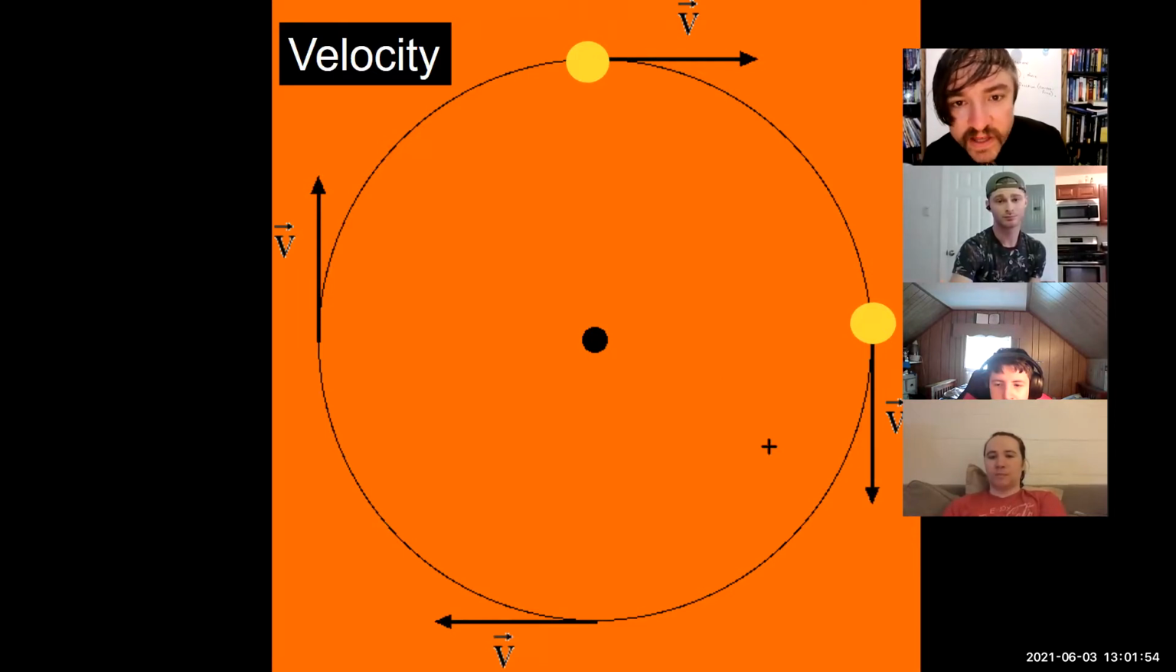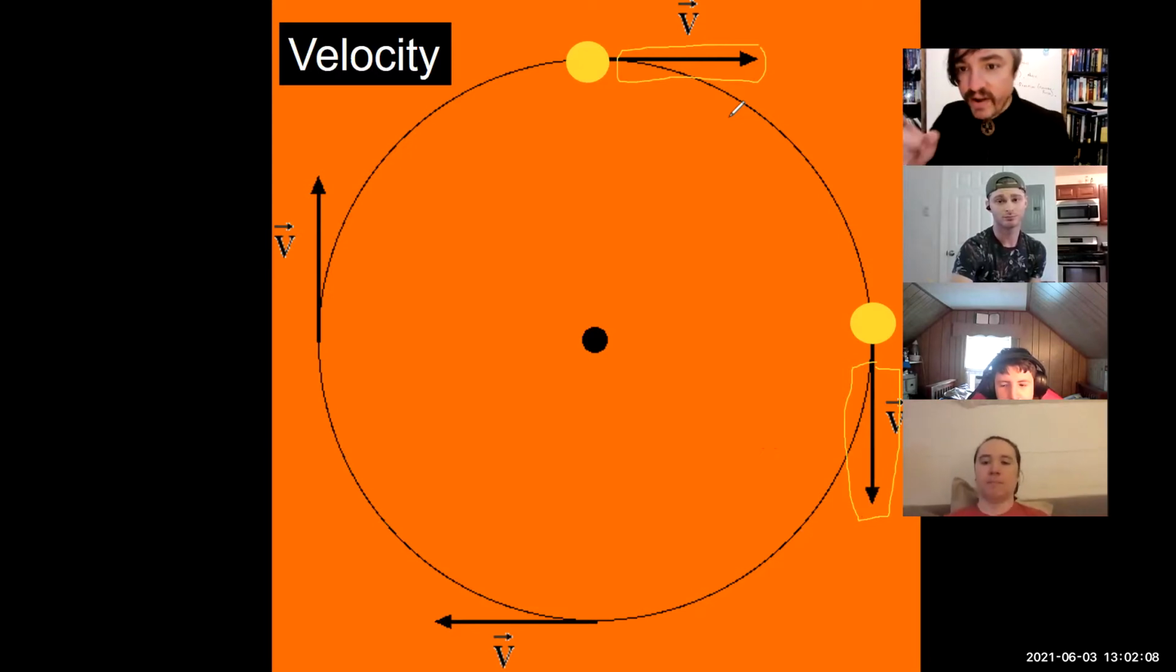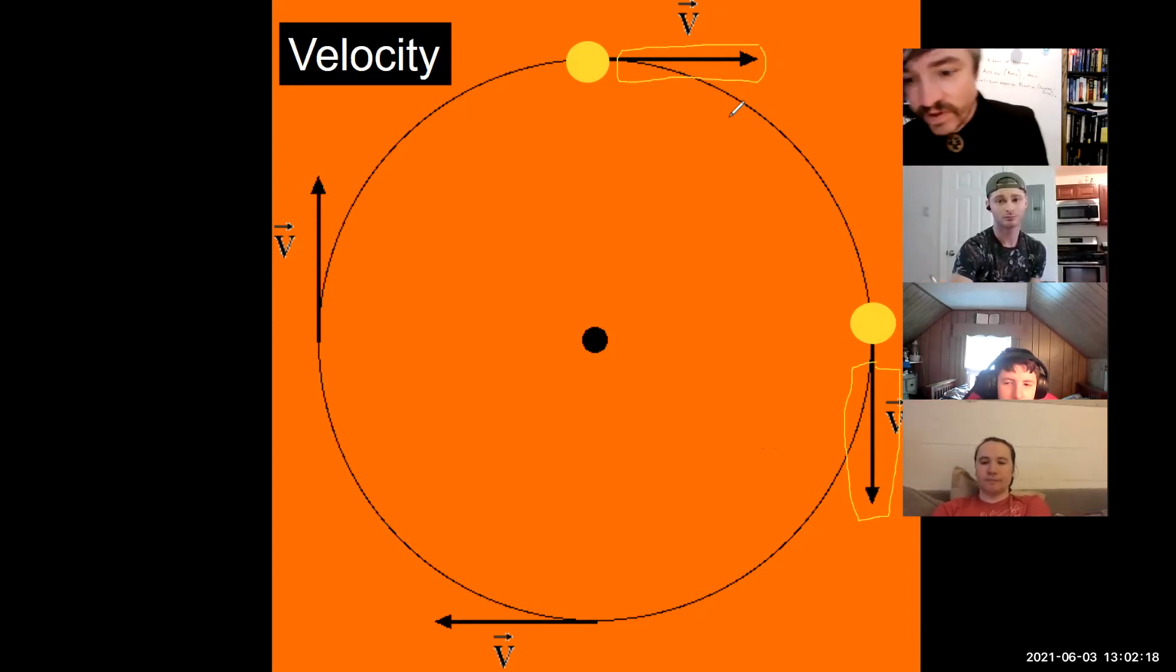Velocities are speed plus direction. So even though the moon is maintaining a roughly constant speed, the direction of motion is changing, therefore the velocity is changing. But we know that changes in velocity are the same thing as accelerations. And we also know that accelerations are caused by forces.